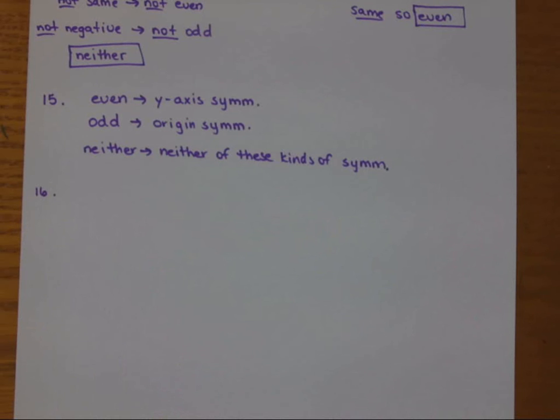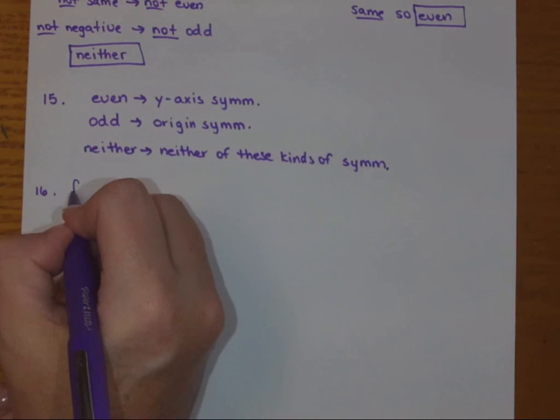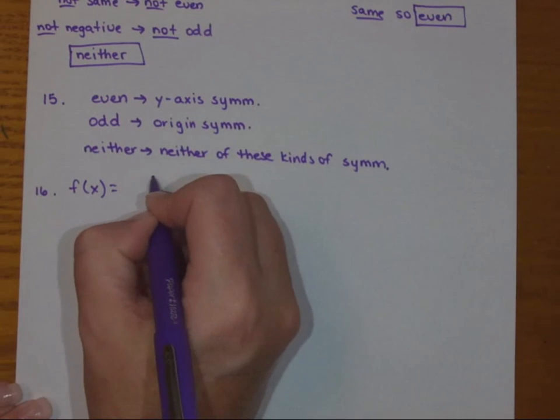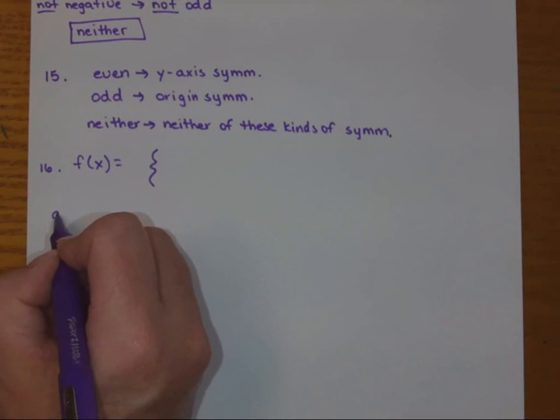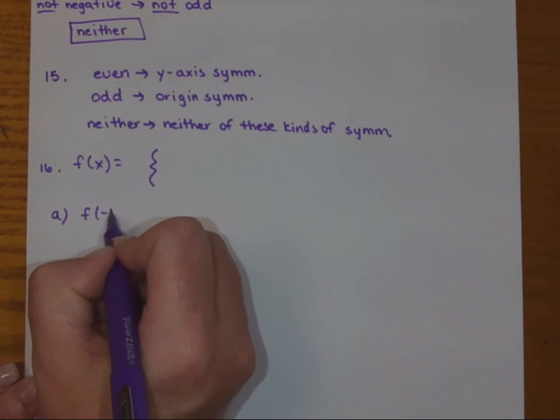Okay, number 16, I really don't want to write out this whole equation, so I'm not going to, okay? So I'm just going to let you look at your review. But we have 3 equations, and you just need to decide which equation you should be using for all of these.